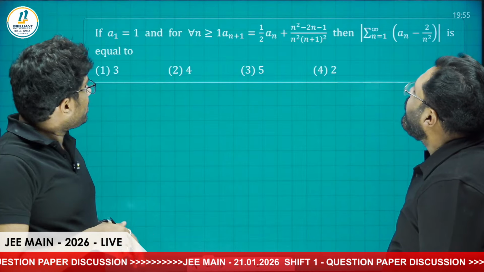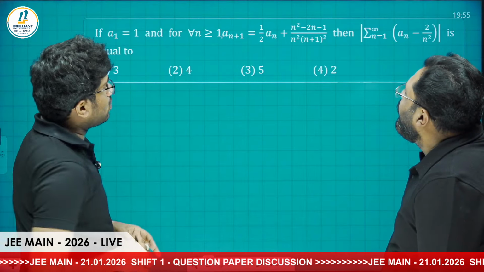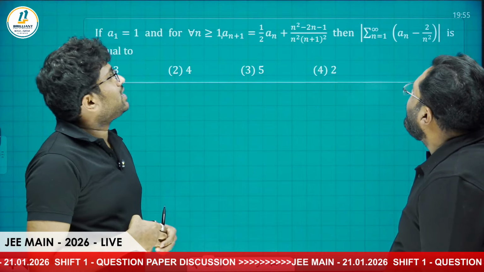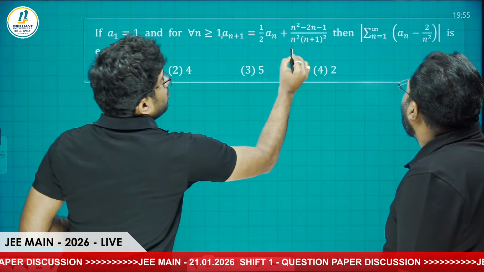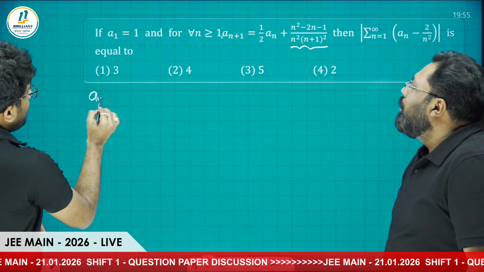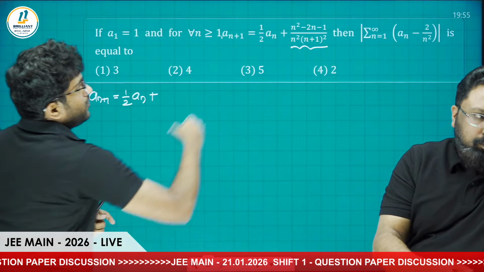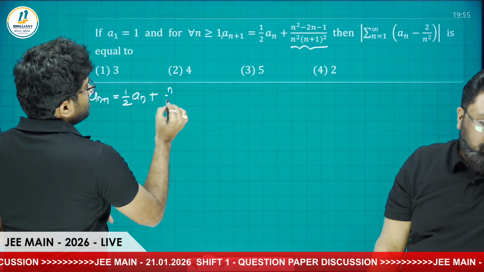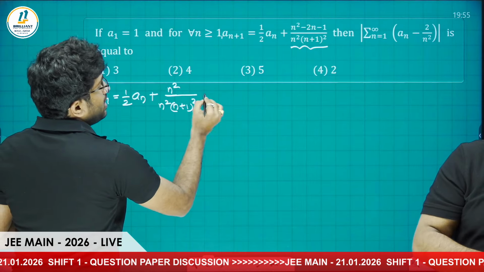A question from sequence and series, some special series. a1 is 1, and for all n greater than or equal to 1, they have given a(n+1) is equal to half a(n) plus (n square minus 2n minus 1) divided by n square into (n plus 1) whole square. Let's try to do it by using the method of difference. a(n+1) is half a(n) plus, if I separate this, n square divided by n square into (n plus 1) whole square, minus half of (2n plus 1) divided by n square into (n plus 1) whole square.